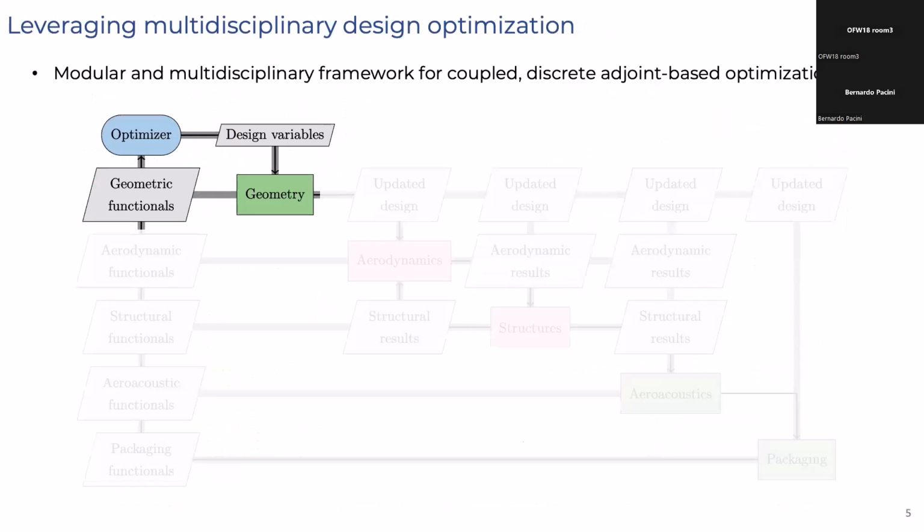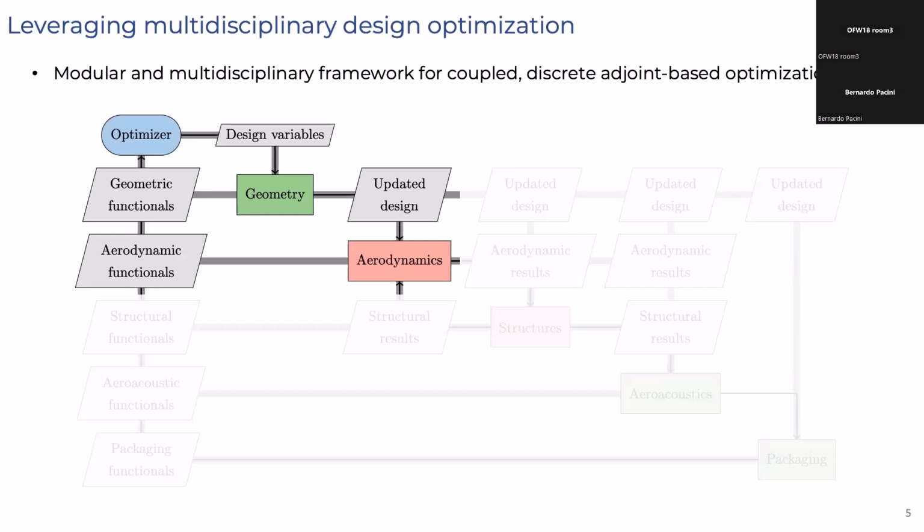So how can we optimize all of this together? For this, we leverage multidisciplinary design optimization, MDO. We have a modular and multidisciplinary framework for coupled, discrete adjoint-based optimization. Optimizations are focused around an optimizer, and this gives us some design variables on each iteration. So this is some wing shape parameters, maybe a planform, a twist, or an airfoil shape. That geometry is fed into an aerodynamic solver. In this case, we use OpenFOAM or our variant alpha.